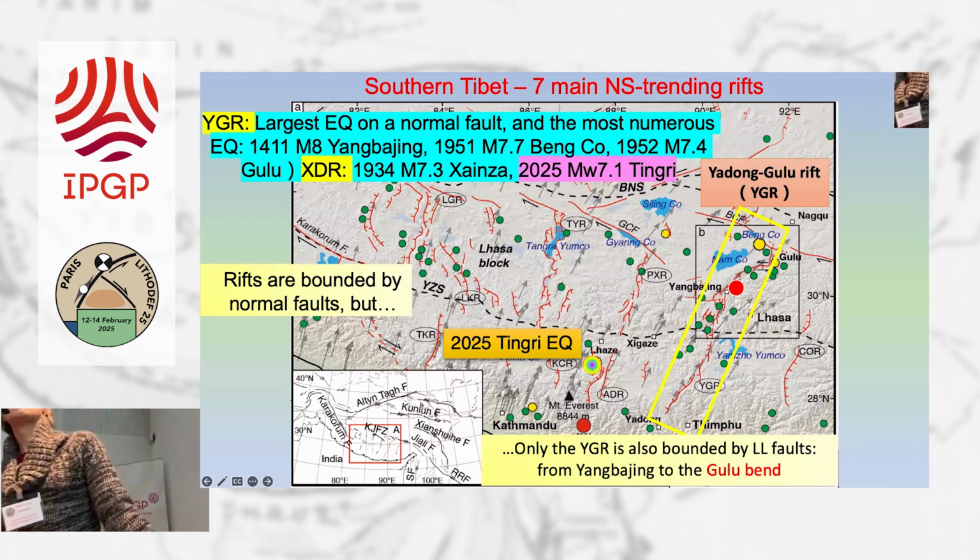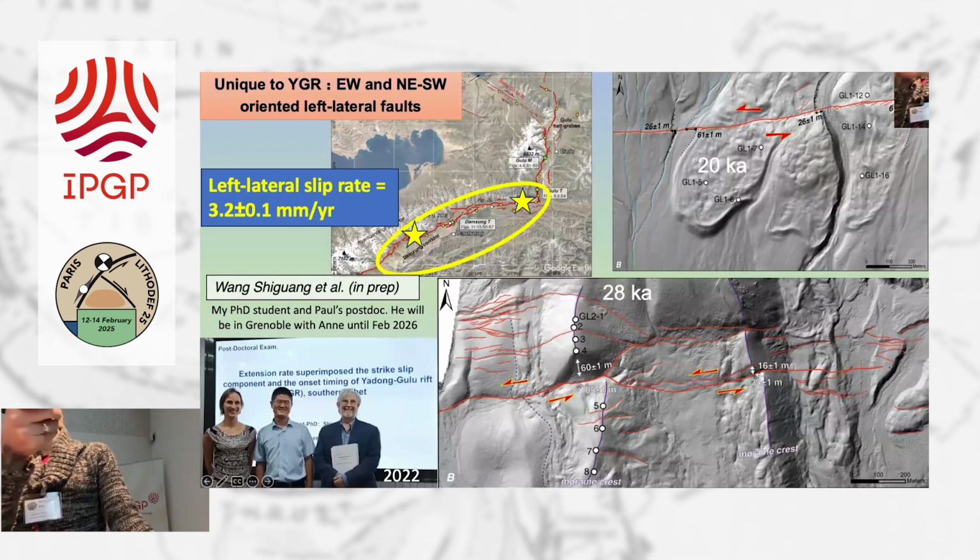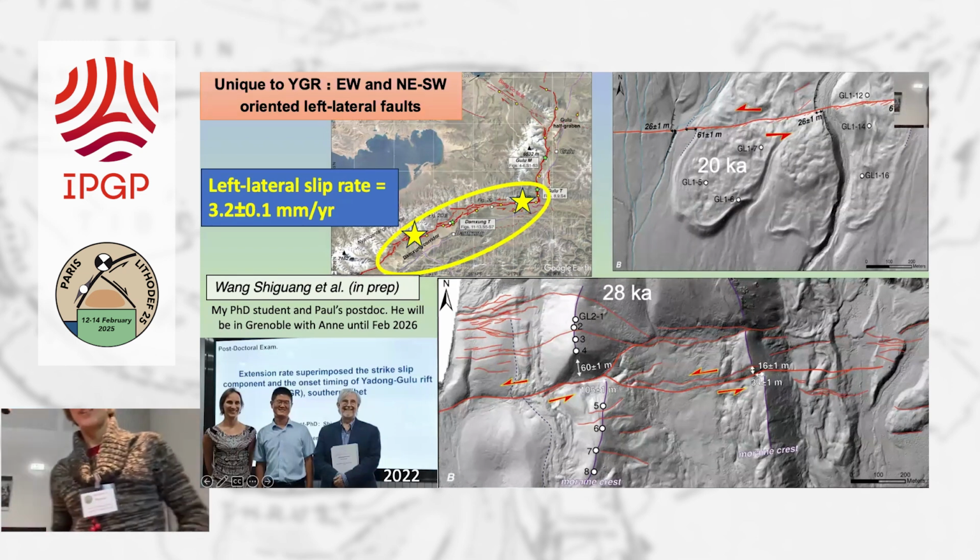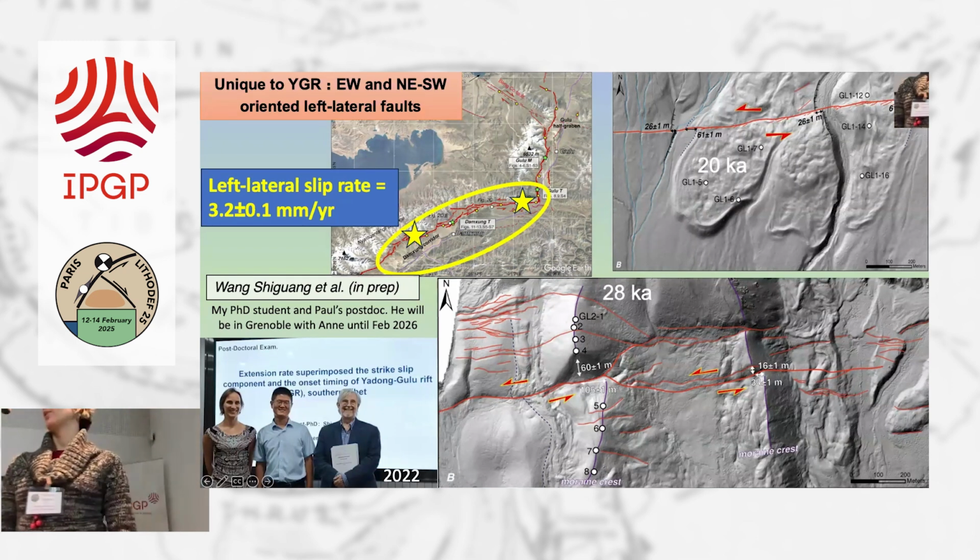And also one of the particularities of those grabens is that they're bounded by mostly normal faults, but along the Yadong-Gulu Rift, and especially in this zone between the Gulu Bend here and Yongbajin along the Nianqing-Tanggula Range, you have also this left lateral component. And this is my former PhD student who went to his postdoc with Paul afterwards, and who will be in Grenoble with Anne shortly for a year. So this is preliminary data, and he finds a slip rate of 3 millimeters per year, left lateral. So very significant.